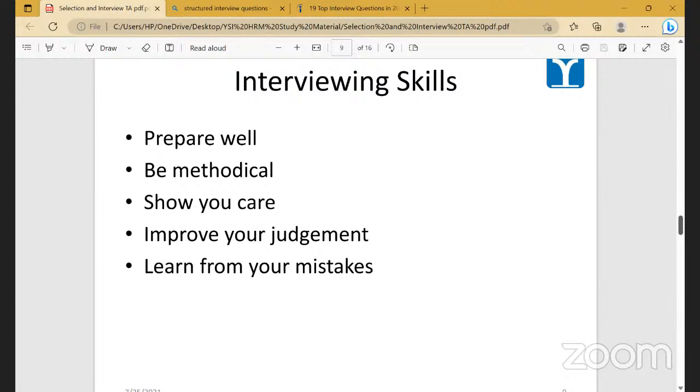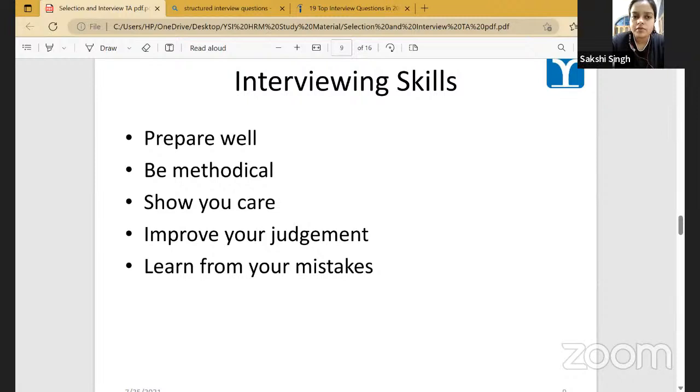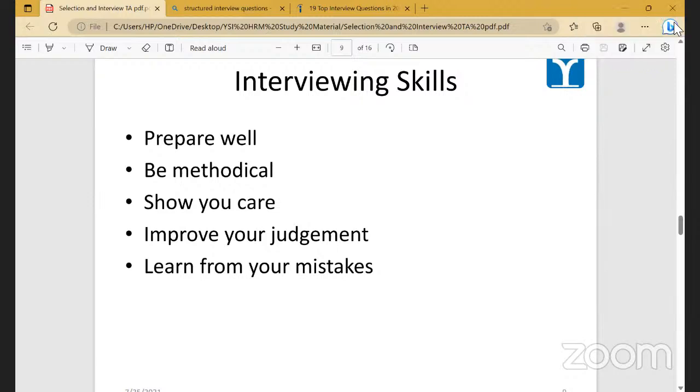Then comes improve your judgment. Now under improve your judgment come many unconscious biases. When I say unconscious biases, what do you think I'm talking about? What is an unconscious bias? Like bias on the basis of their look or culture. No.